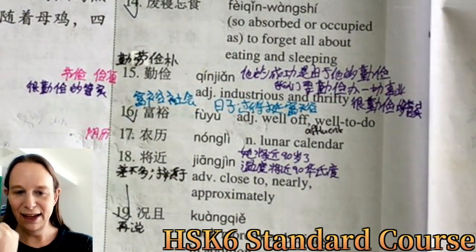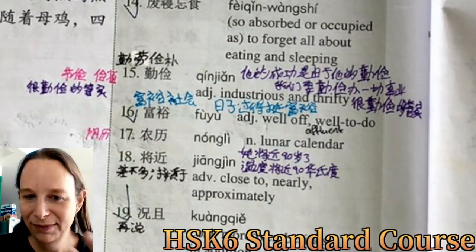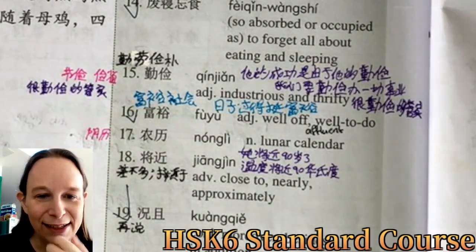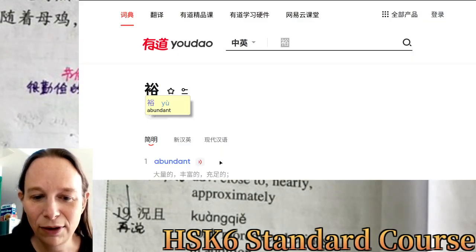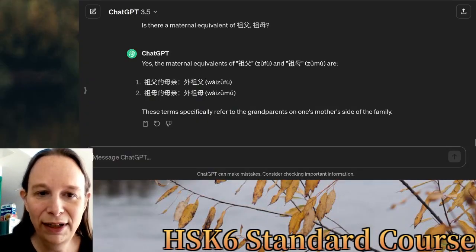Okay, next is 农历. It is what it says. 农历, lunar calendar or agricultural calendar. 农, 农民的农, 农历.